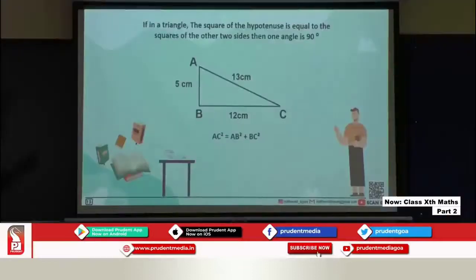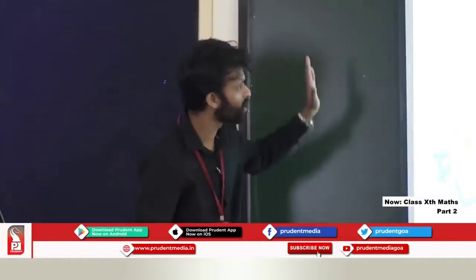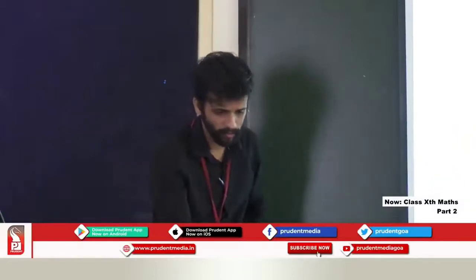Once we have written it, then we'll substitute the values and check. So 13 square will become 169, 5 square will become 25, and 12 square will become 144. Add the right hand sides and 169 is equal to 169. Because this is true, I can say that angle B is 90 degrees, not before that. I hope the statement is clear, and let us go ahead and prove it.